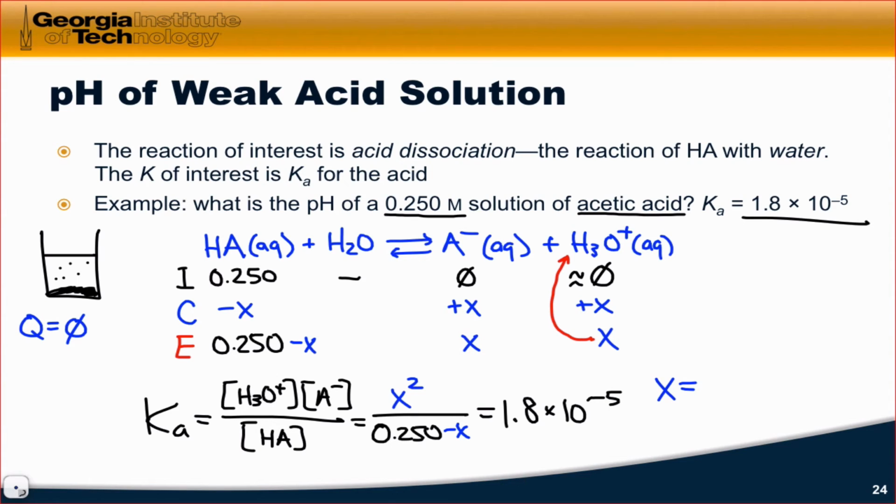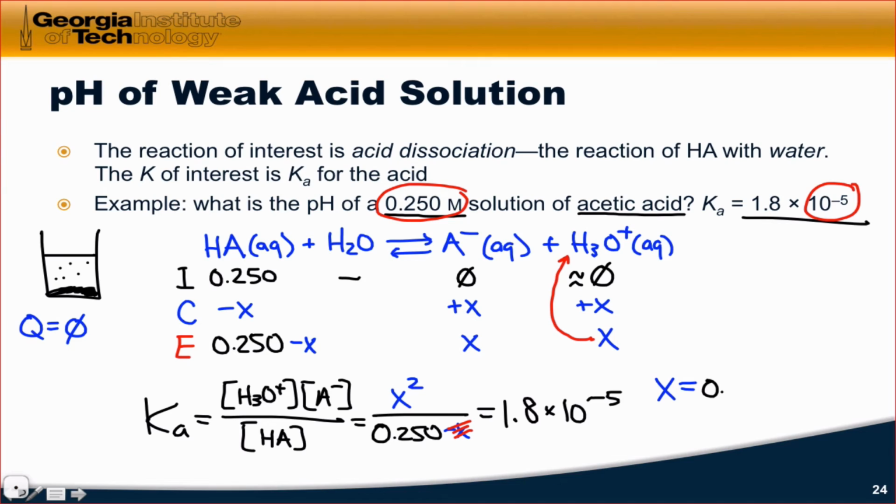To solve for x, we could multiply both sides by 0.25 minus x and use the quadratic formula, but a convenient simplification, and one that is often valid when Ka is very small, here about 4 orders of magnitude less than the initial concentration of acid, is this: as long as Ka is sufficiently small, we can assume that x is going to be small relative to the initial concentration of acid. And so we can, in a sense, ignore the minus x in the denominator here. Just multiply both sides by 0.25 and take the square root.